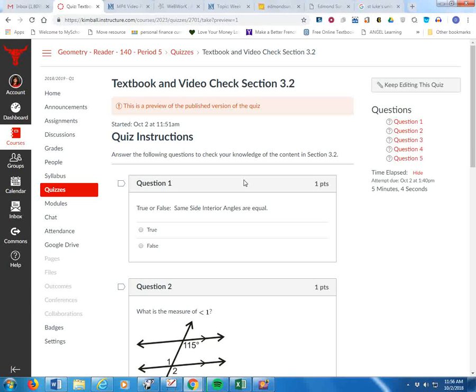is between those angles. So if they are parallel lines and we have a transversal, alternate interior angles are equal to each other, alternate exterior angles are equal, corresponding angles are equal, and same side interior are supplementary, meaning they add up to 180. Okay?